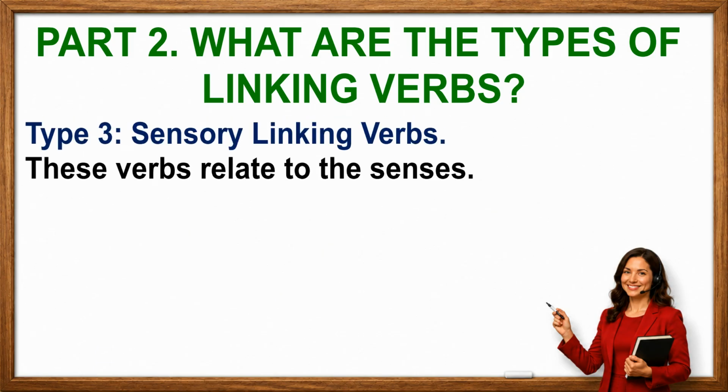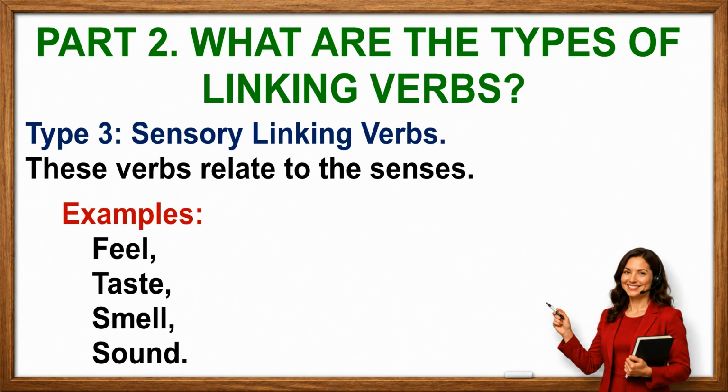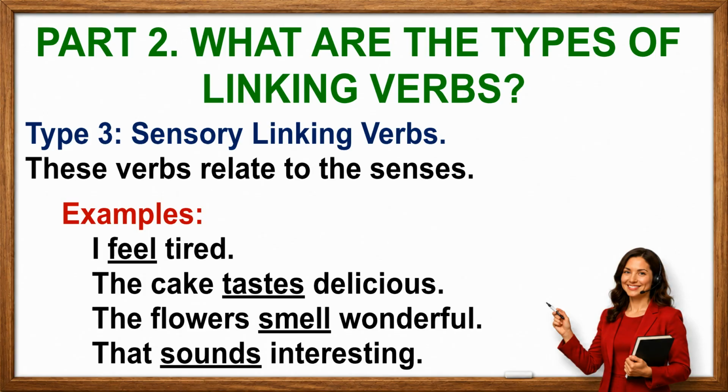Type 3. Sensory linking verbs. These verbs relate to the senses. Examples: feel, taste, smell, sound. Examples: I feel tired. The cake tastes delicious. The flowers smell wonderful. That sounds interesting. The cake tastes delicious, but the cake is not tasting anything. The verb simply describes the cake.